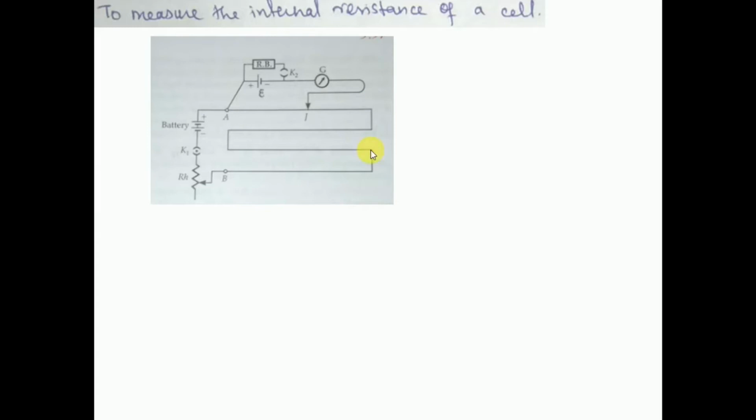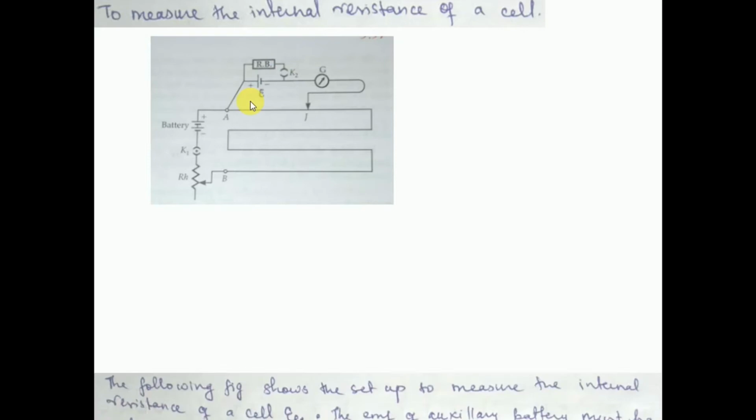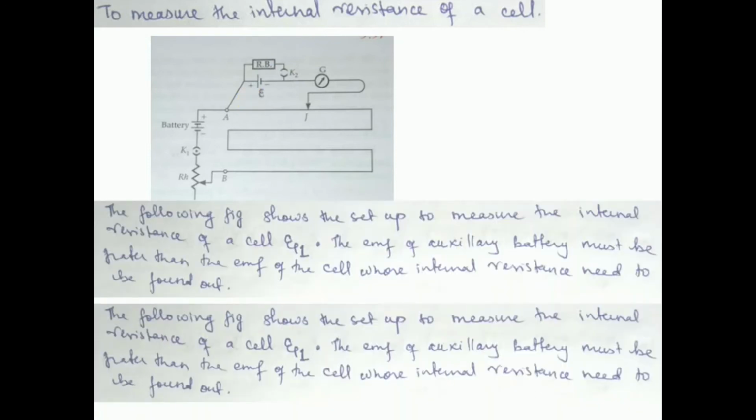So the down part is the potentiometer with auxiliary battery, key, rheostat. So the cell whose internal resistance is to be measured is connected parallel to AB through a galvanometer G and a jockey J. And parallel to the cell E we will connect a resistance box through key K2. So this is the setup for measurement of internal resistance.